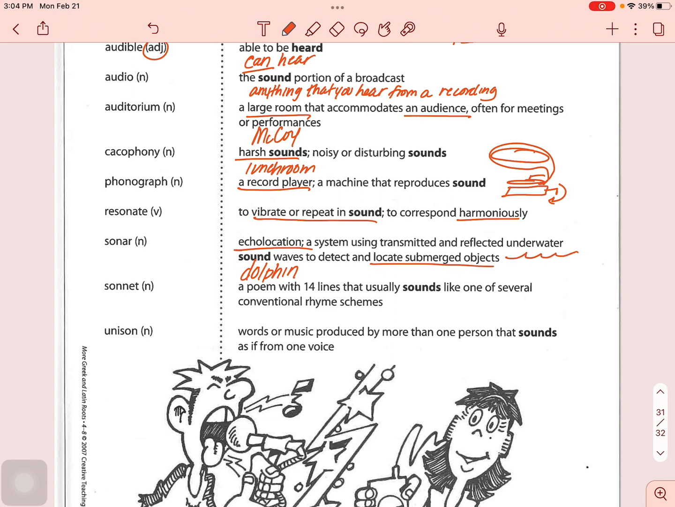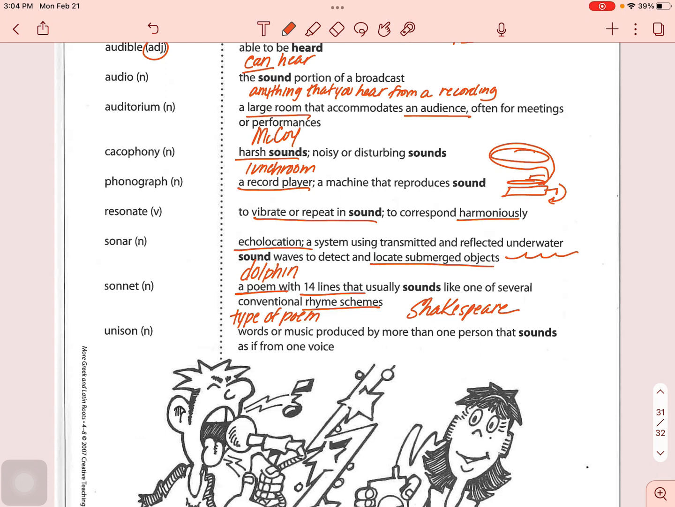Okay, guys? Then you've got a sonnet. A sonnet is another one of those things that is just a word that you're going to have to memorize. It is a poem. It has 14 lines, and it usually follows a rhyme scheme. So a sonnet is a very specific type of poem. And somebody who wrote a lot of these was Shakespeare. So you might be able to make a connection there.